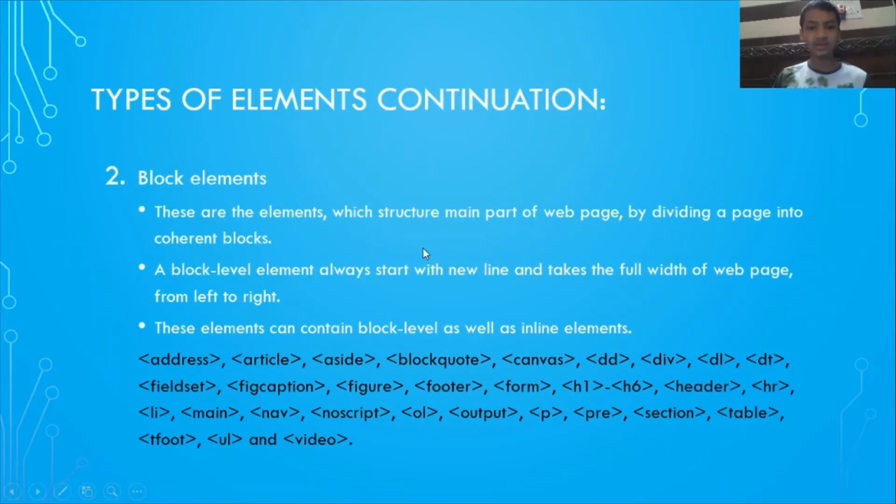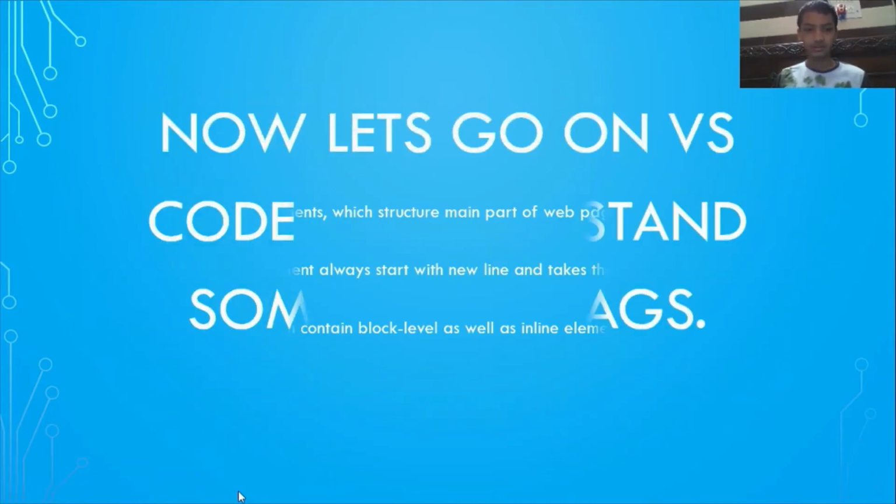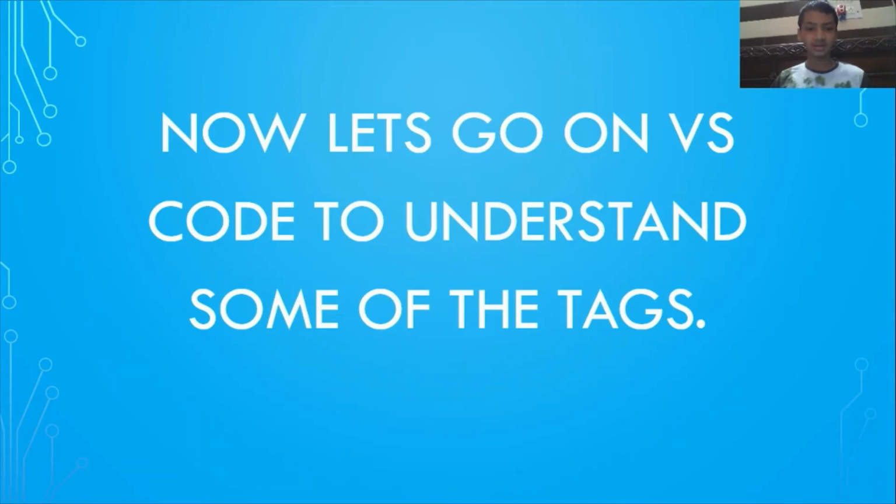Block elements are the elements which structure the main part of a web page by dividing a page into coherent blocks. A block level element always starts with a new line and takes the full width of a web page from left to right. These elements can contain block level as well as inline elements. Like I told you before, after some time in the video, I will tell you some of these tags. So now let's go on VS Code to understand some of these tags.